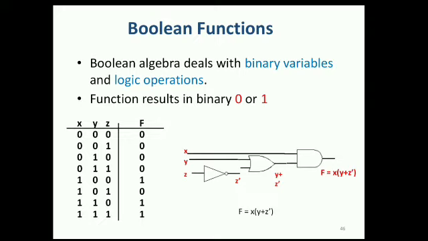Now Boolean algebra also deals with binary variables and logical operations. Based on the truth table, we can draw the diagrams using either NOT gate, OR gate or AND gate. And from these gates we can derive an expression.